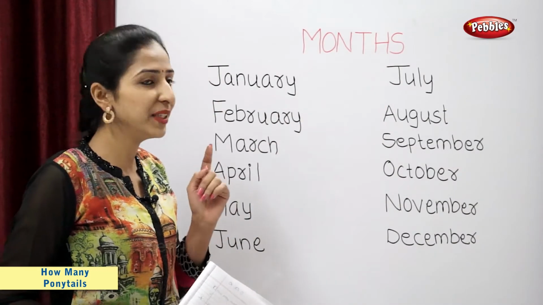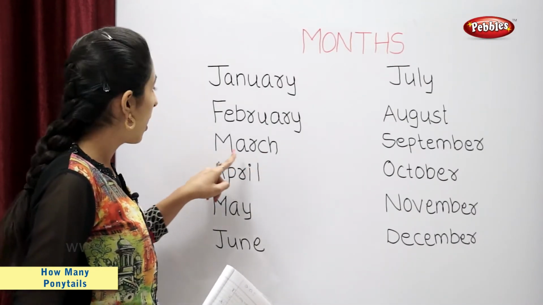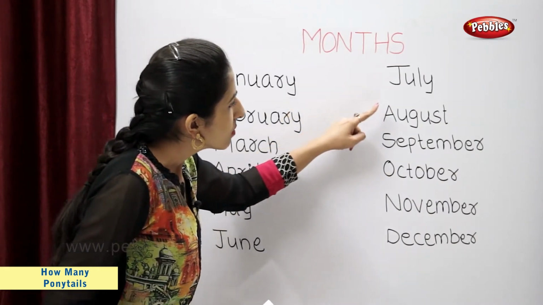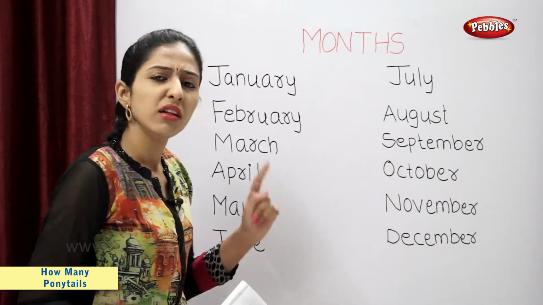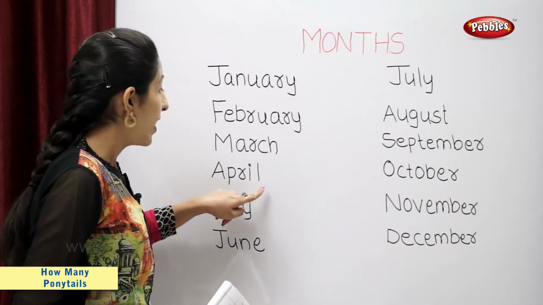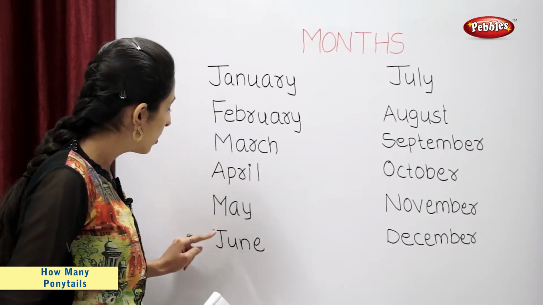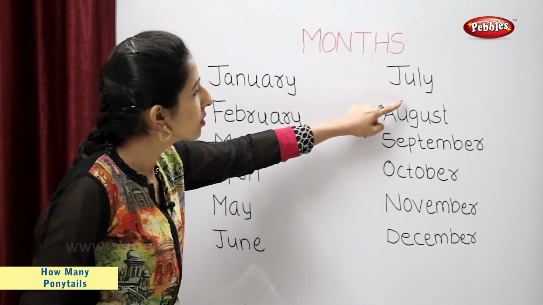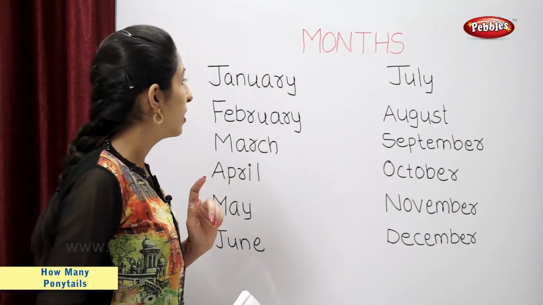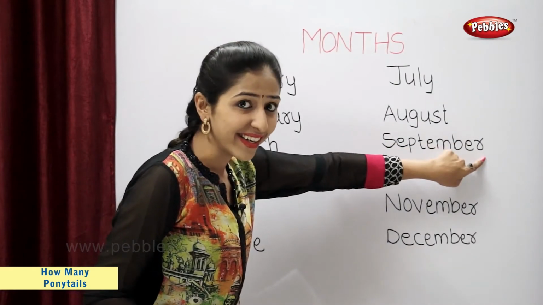Let's find another pair. Let's take letter H. March, there is only 1 month. Let's take another letter. L. April, only April.